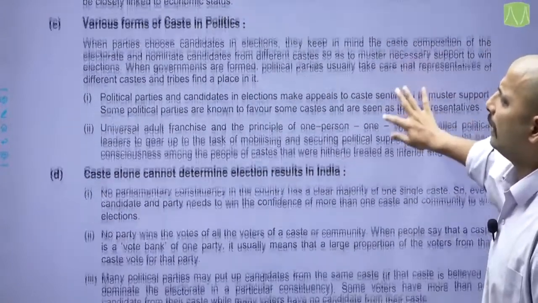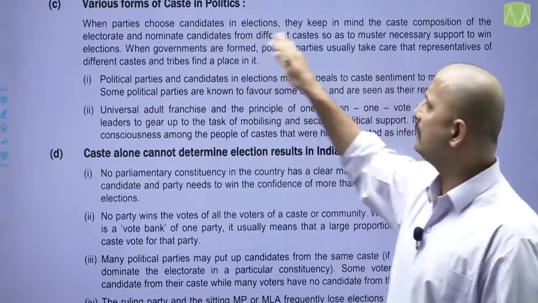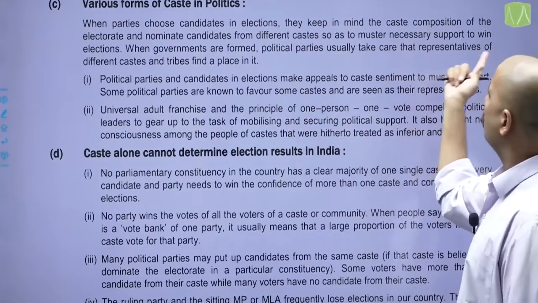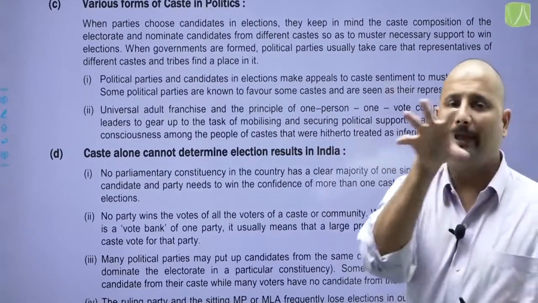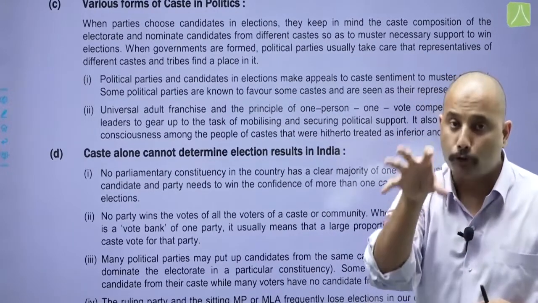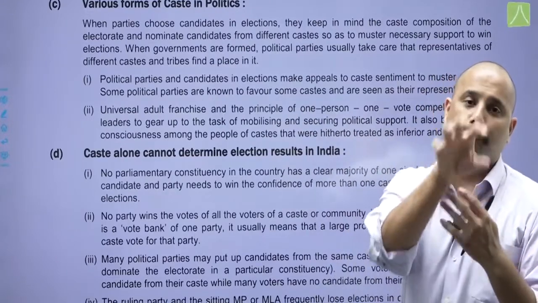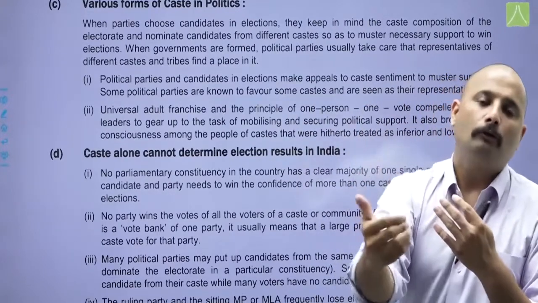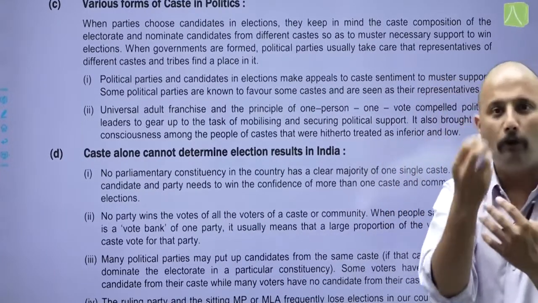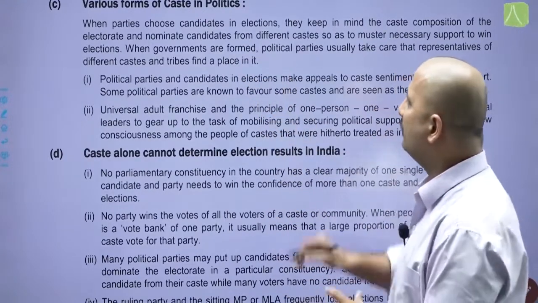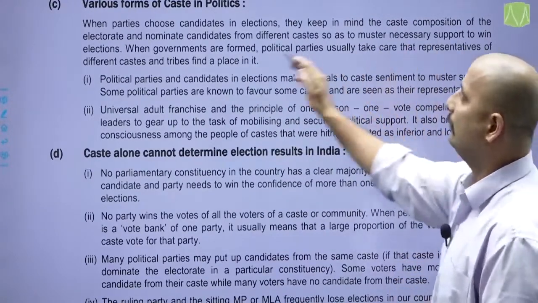Now, various forms of caste and how caste is expressed in politics. When parties choose candidates in elections, they keep in mind the caste composition of the electorate. When political parties field a candidate from a particular constituency, they look at the various caste compositions, try to field a candidate who has more chance of winning, and nominate candidates from different castes so as to muster the necessary support to win elections.